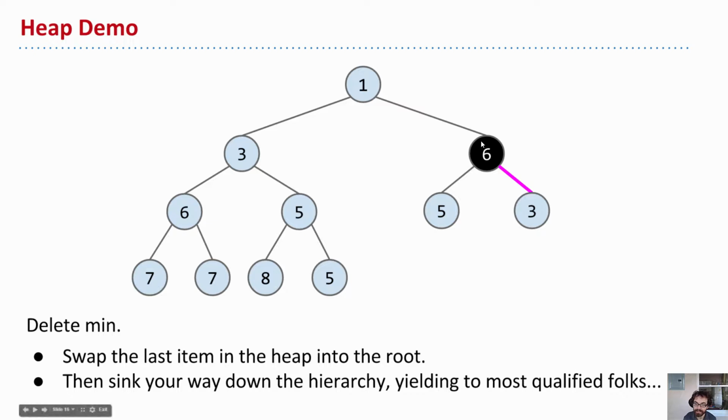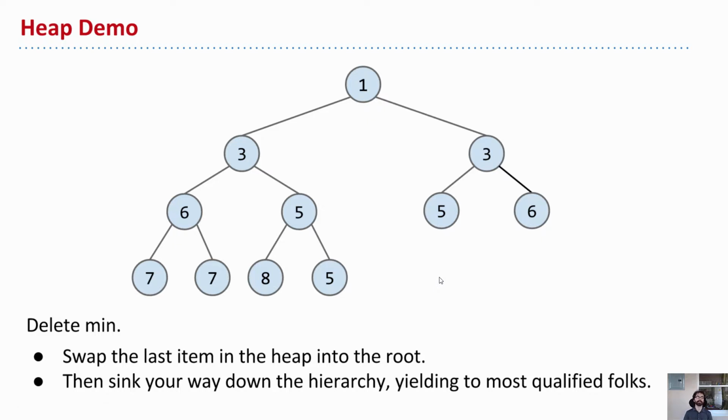Again, 6, not actually quite qualified to rule even this little heap. So he's going to trade with whoever is below him, and 3 takes over. Okay? And now 6 is finally in its place. Okay? Let's try again. So even if you didn't come up with that, try and figure out what happens when we delete 1 next.